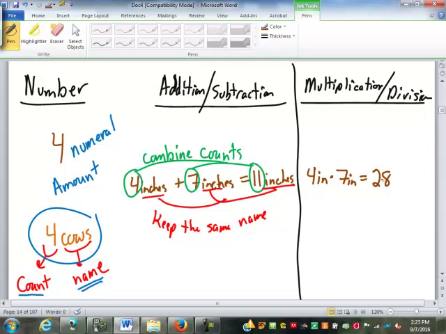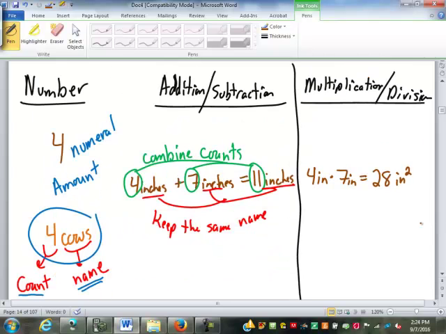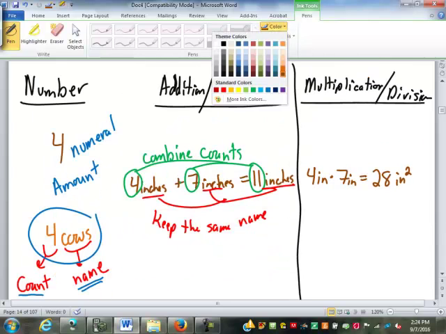But 28 what? Not inches, but if you think about it, if I'm multiplying 4 inches by 7 inches, generally I'm trying to find the area of a rectangle. That's going to be inches squared. So a slight difference there with our multiplication.